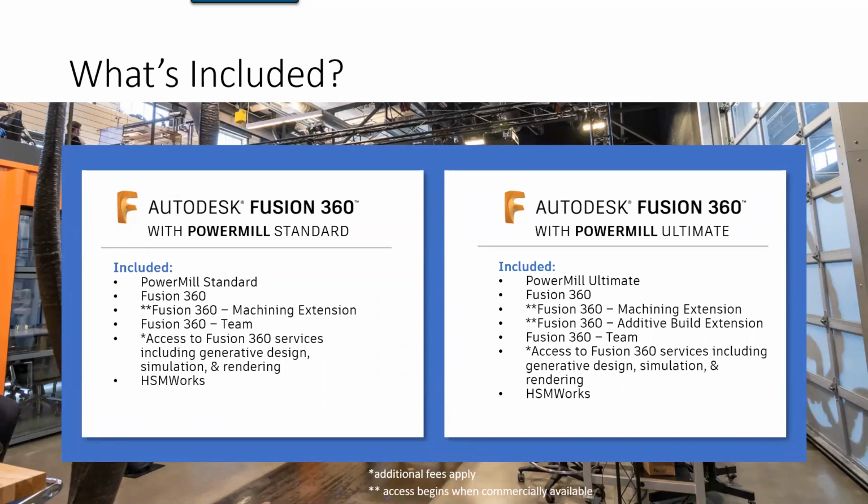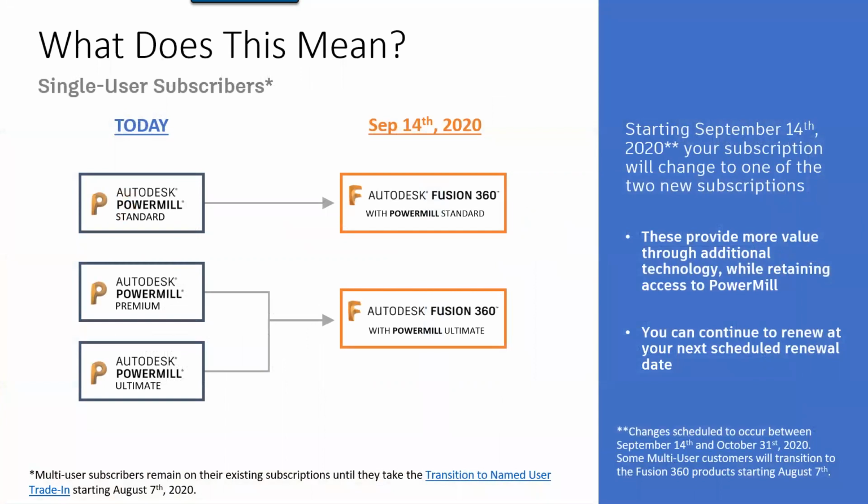So again, making it easier to choose some of these subscriptions as you're moving forward. So again, if you have looked into it, or maybe in the past have purchased PowerMill, in the past there have been 3 different tiers, if you want to call them. So there was PowerMill Standard, Premium, and Ultimate. Like Justin mentioned, Premium is getting incorporated into Ultimate. So now there's only one subscription called Fusion 360 with PowerMill Ultimate, and then another one with PowerMill Standard.